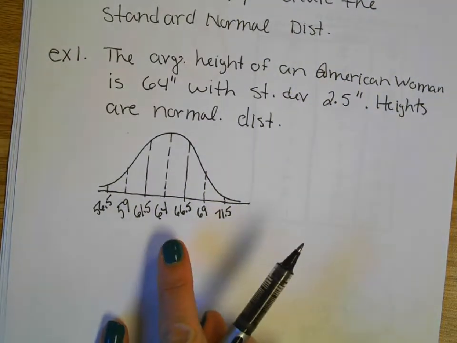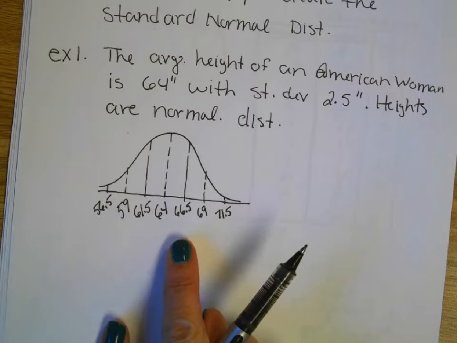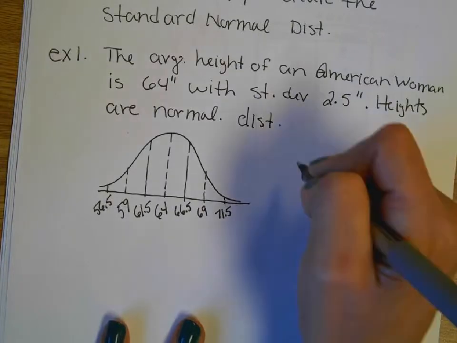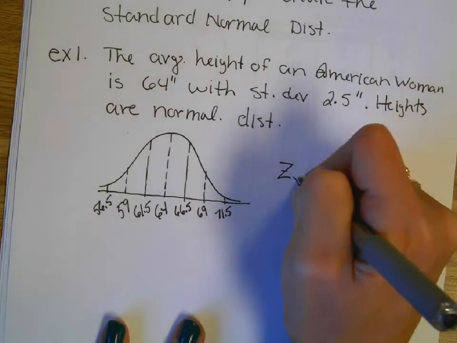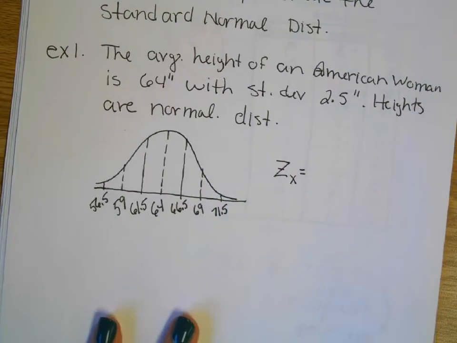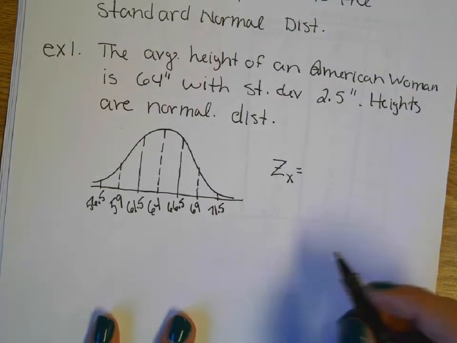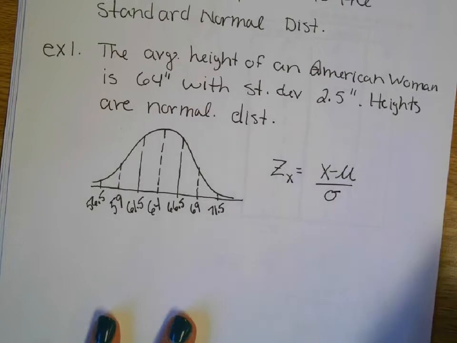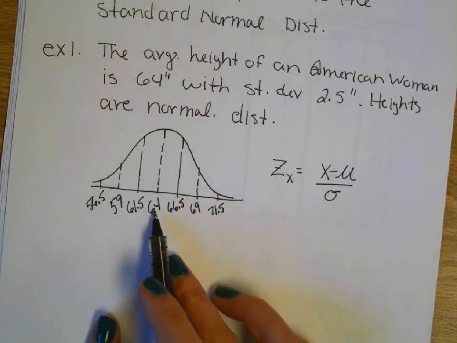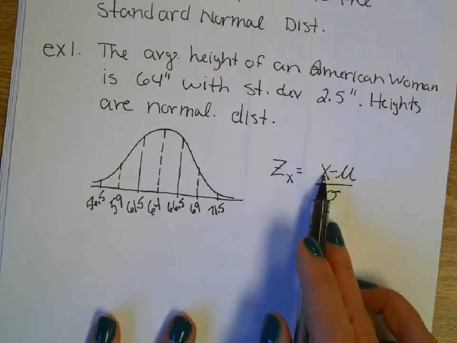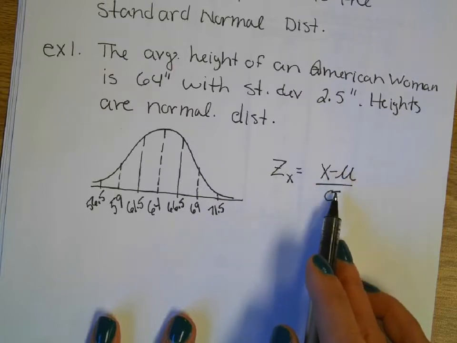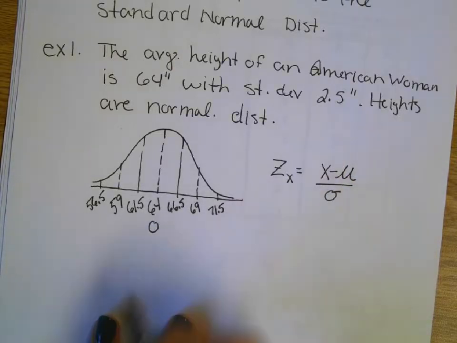Now, if we want to convert this to the standard normal, that means every one of these x values has to get converted into a z-score. And what was our formula from yesterday to take an x value and convert it into a z-score? X minus mean over standard deviation. Well, if I convert 64 into a z-score, 64 minus 64 is 0, divided by anything is 0, so that has a z-score of 0.